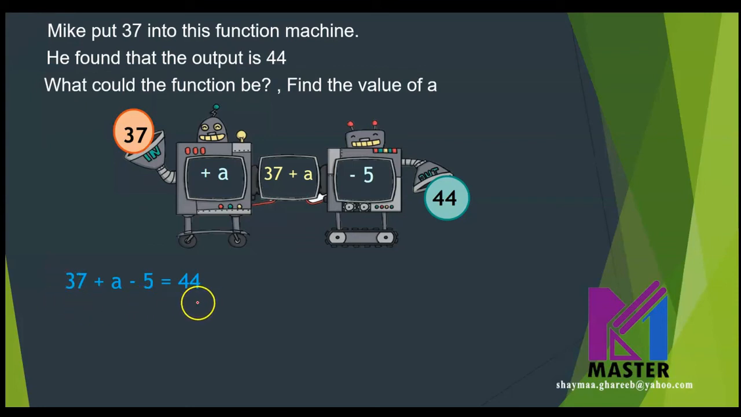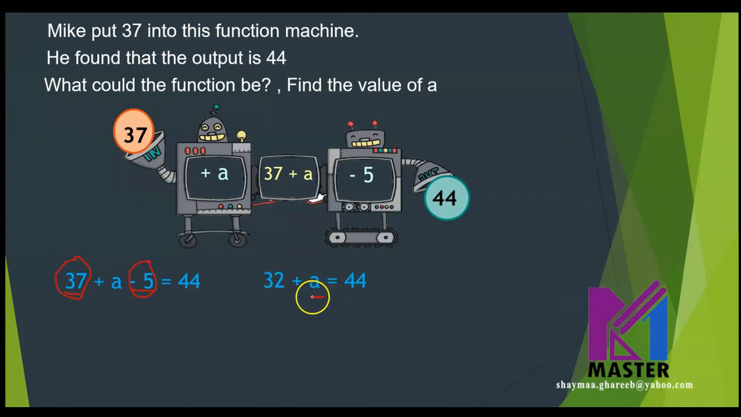So let's do this. I have 37 and I have minus 5. So I can do it first. 37 minus 5 equals 32. So I can write 32. What about the A? It will stay as it is. So 32 plus A equals 44. I just collected the numbers together to get a new value. So 32 plus A equals 44.